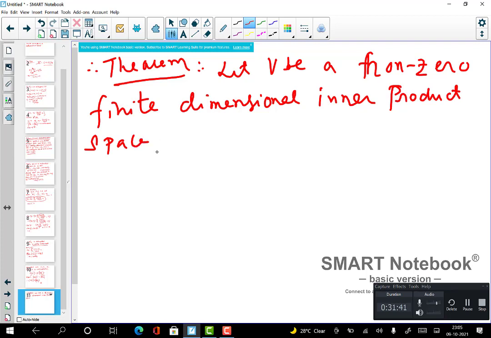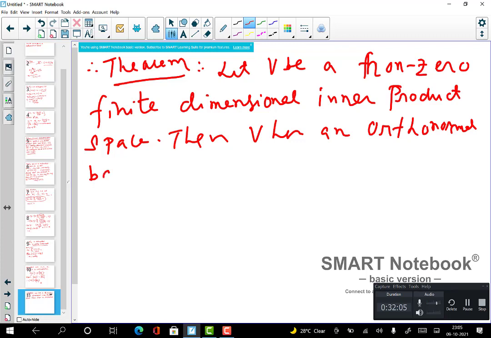Then V has an orthogonal basis, because once you have an orthogonal set, you can divide those vectors by their norms and they become orthonormal. So V has an orthonormal basis.